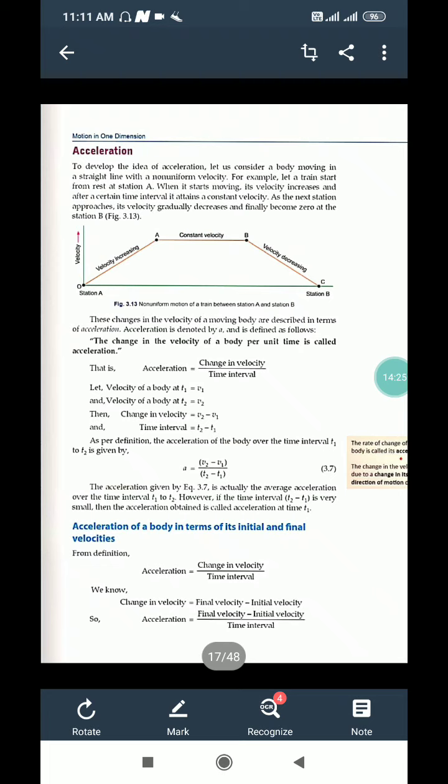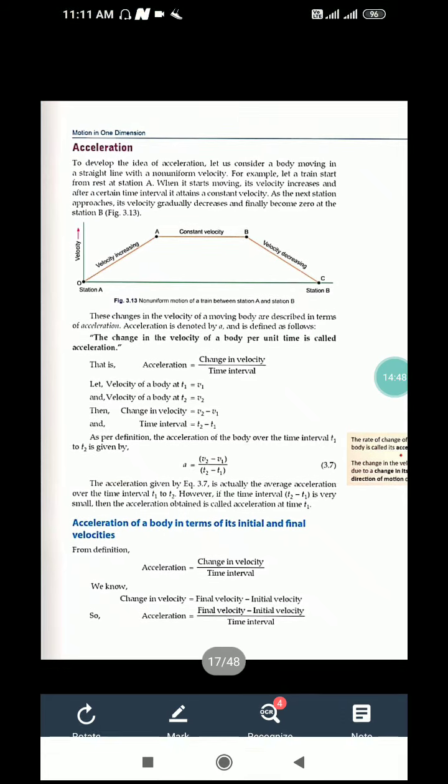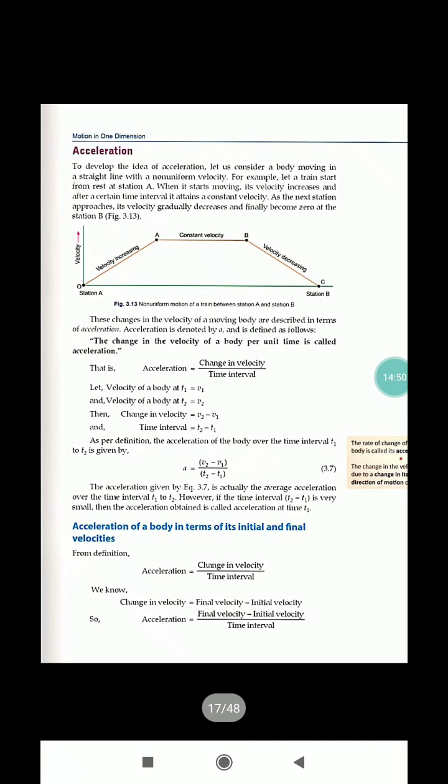The unit of velocity is meter per second and time is second. Therefore, the SI unit of acceleration is meter per second by second, that means meter per second square, or meter into second to the power minus 2. The CGS unit of acceleration is centimeter per second square.